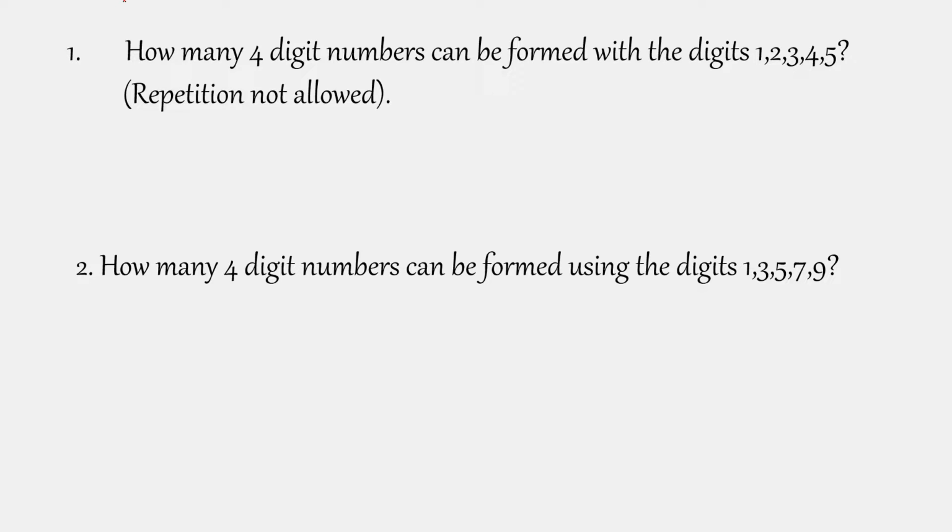How many 4-digit numbers can be formed with the digits 1, 2, 3, 4, 5? Here they have mentioned that repetition is not allowed. Please remember, if repetition is not allowed, they will mention it in the question. If nothing is mentioned, you can assume that repetition is allowed. You have the freedom of repeating the numbers. Now for 4-digit numbers, we are not going to use the formula. I'll show you another method, how to solve this question without the formula.